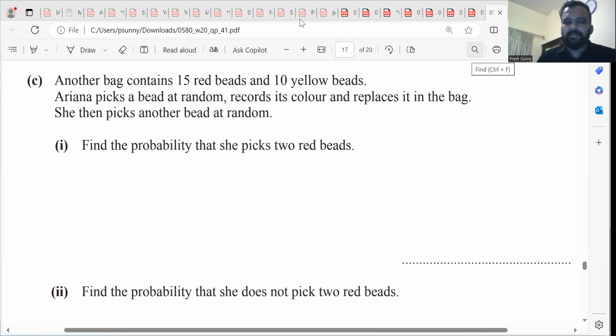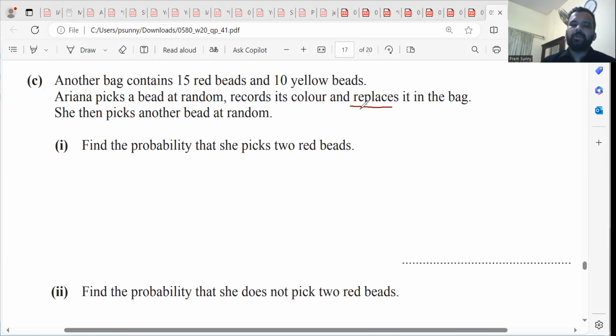A bag contains 15 red beads and 10 yellow beads. Ariana picks a bead at random, records its color, and replaces it in the bag. So this term replaces is very important here. She then picks another bead at random. The first part is find the probability that she picks two red beads.